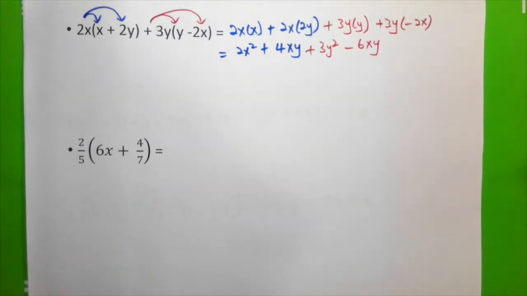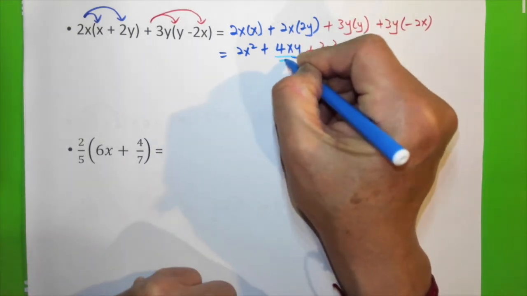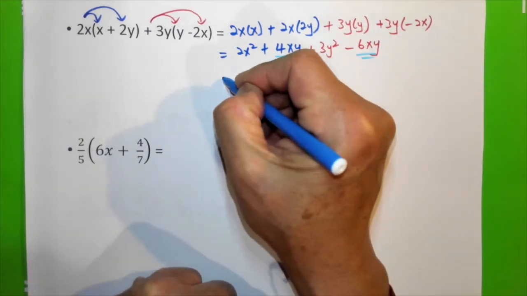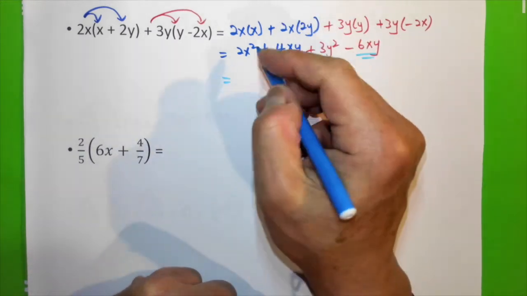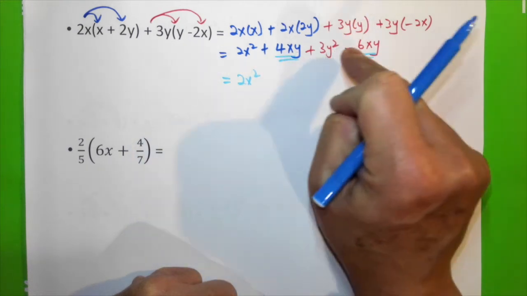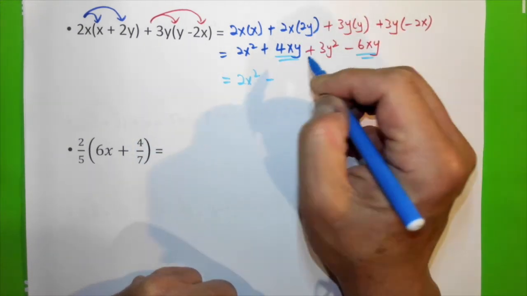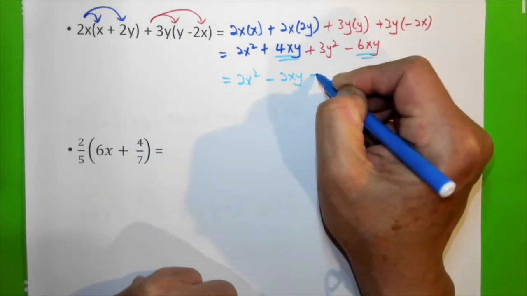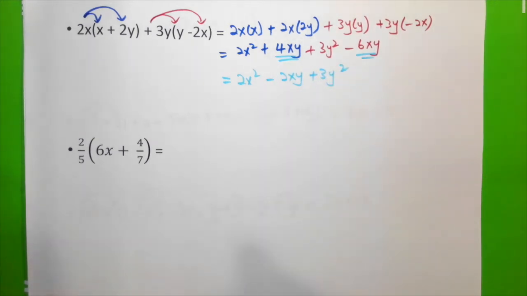Again, let's collect like terms. This and this are like terms. The answer therefore is 2x squared plus 4xy minus 6xy, that is minus 2xy plus 3y squared.